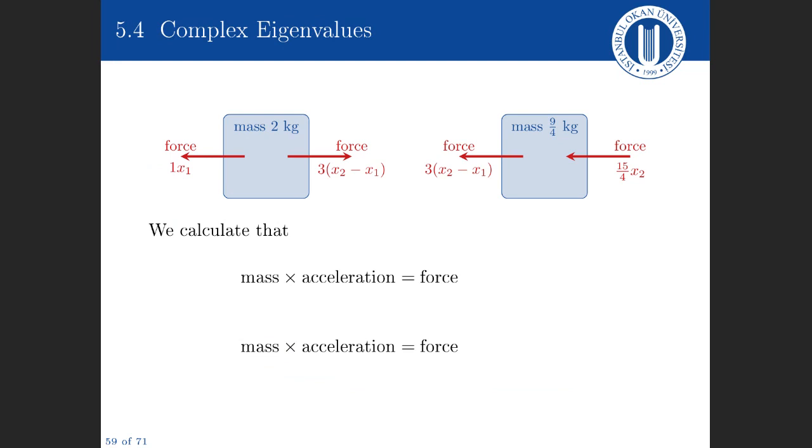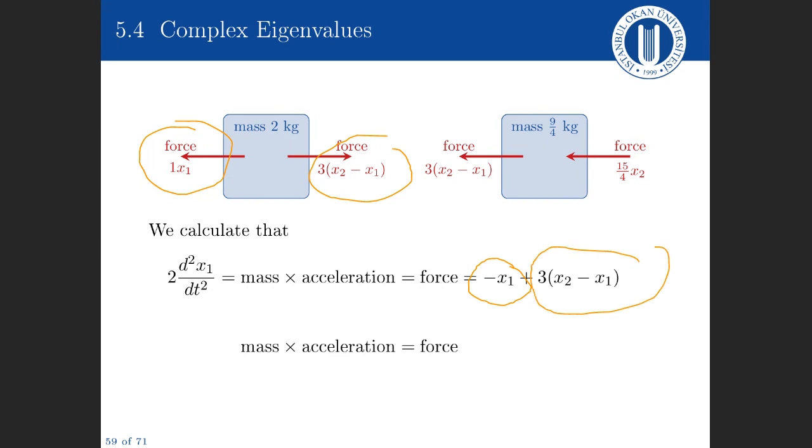Now, we know mass times acceleration is equal to force. Let's look at the left block first of all. The mass of the block is 2, and the acceleration of the left block is d squared x1 dt squared. The force acting on the left block, remembering that to the right is the positive direction, we have 1x1 pointing to the left, but because going to the right is the positive direction, we need to write this with a minus sign. And then we have 3 times x2 minus x1 pointing in the positive direction. So plus 3 times x2 minus x1.